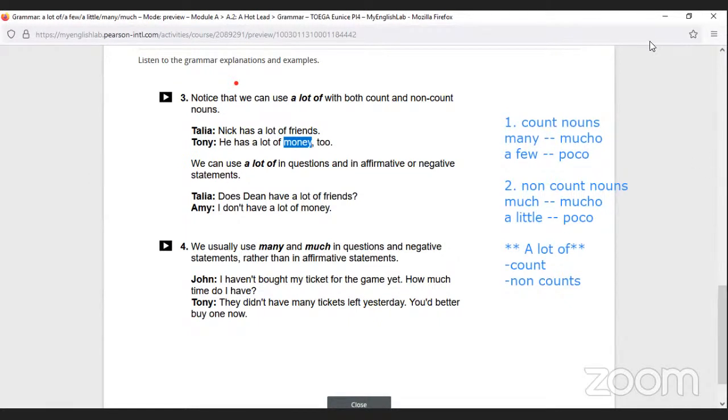So now, let's go to the platform. Okay, do I share my screen or are you going to share it, teacher? No, share me your screen, please, with the exercise. A lot of, a few, a little, many, much, one.